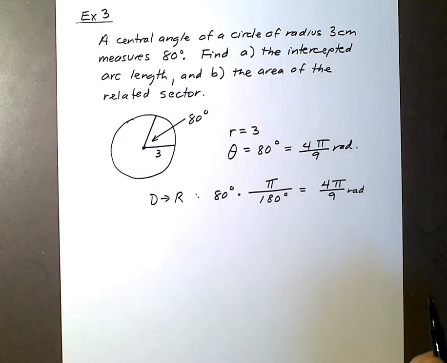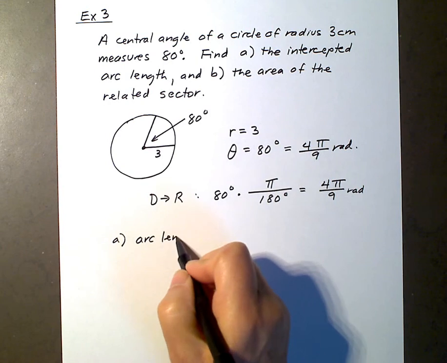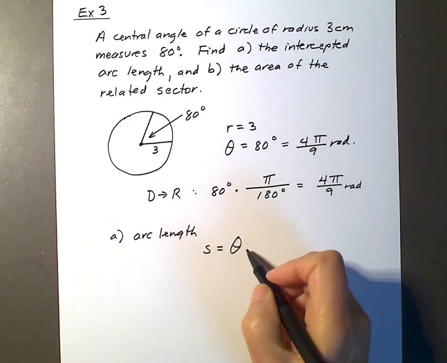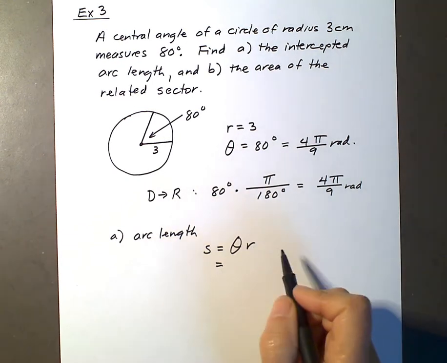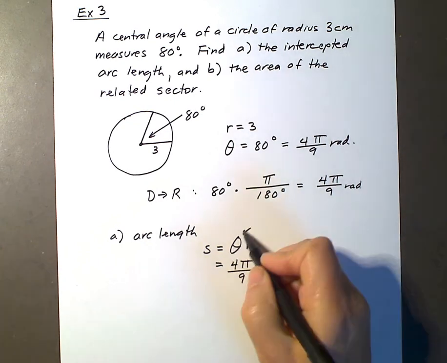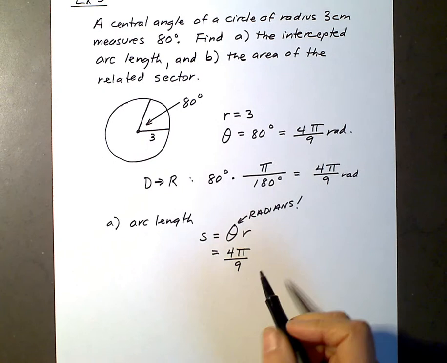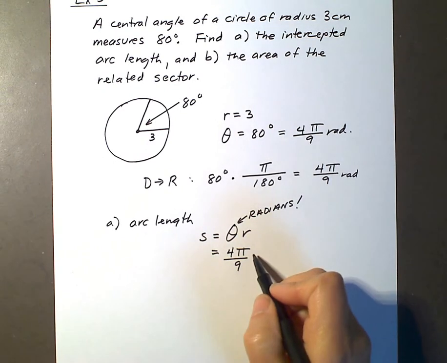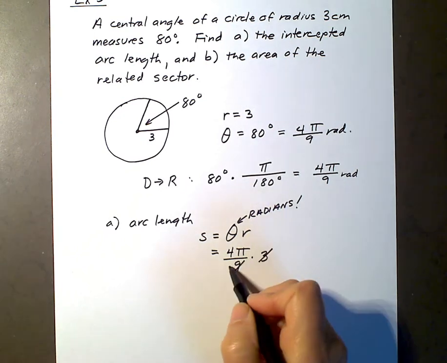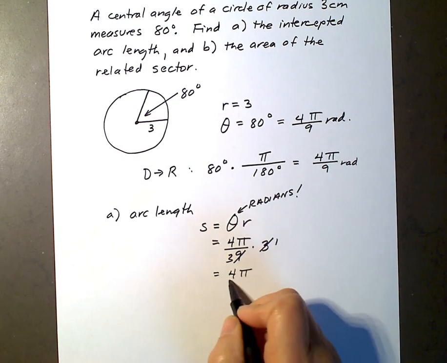To use the first formula, for the arc length, I will start with the arc length is the central angle measure times the radius. In this problem, it's going to be 4 pi over 9. Remember that this has to be in radians, because that's what the formula assumes. So 4 pi over 9 times the radius of 3. This will cancel to a 3 here and a 1, so we're going to get 4 pi over 3 radians.